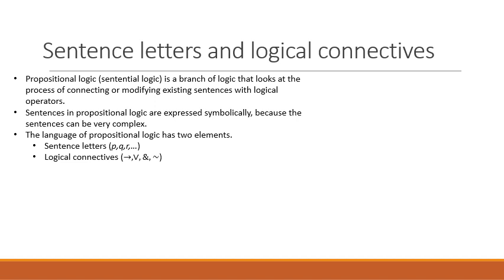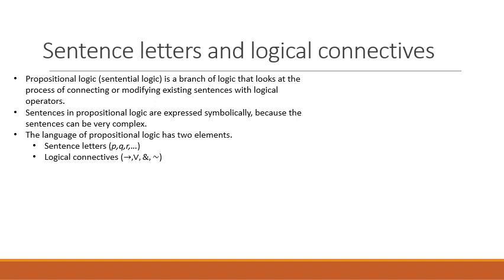The first element are what we call the sentence letters, or atomic sentences, or simple sentences, which usually get a letter of P, Q, R, etc. And these are just stand-ins for sentences, and they're stand-ins for sentences that have truth value. So you take an existing sentence, you call it P, and then from that you can modify that sentence with a logical operator or a logical connective.